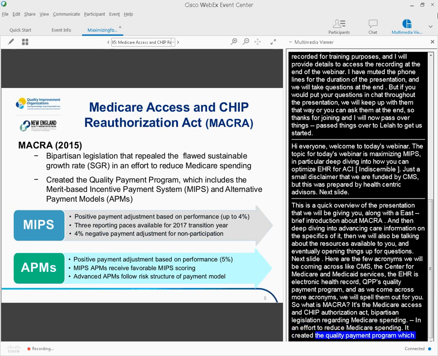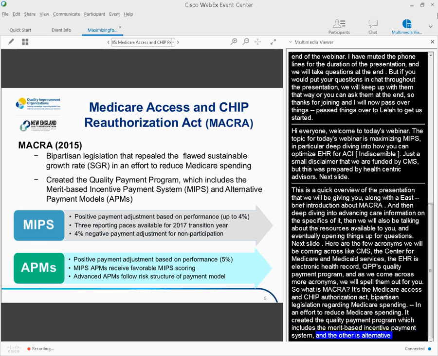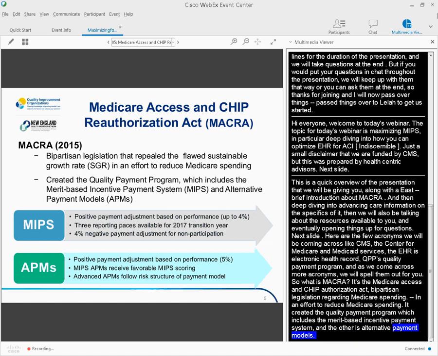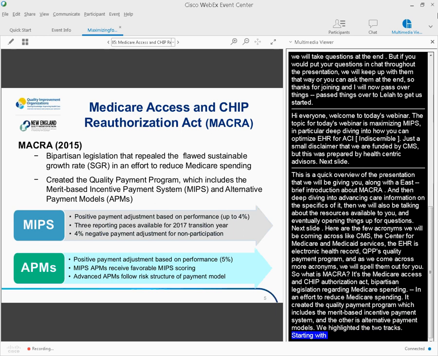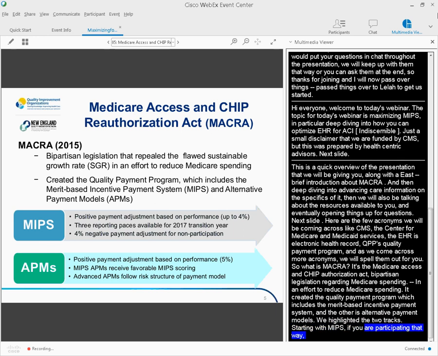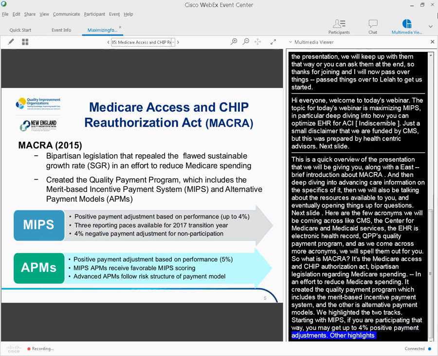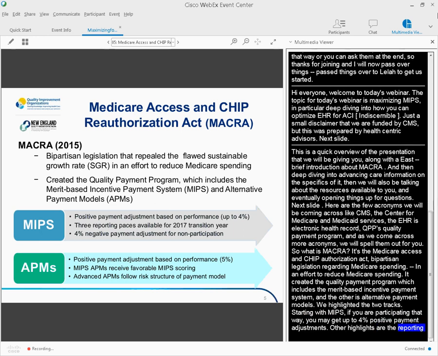Quick highlights for the two tracks. Starting with MIPS, if you're participating through MIPS, based on your performance, you may get up to 4% positive payment adjustments. Another highlight is there are 3 reporting phases available for the 2017 transition year. And if you decide you don't want to participate, then you will get a 4% negative payment adjustment.